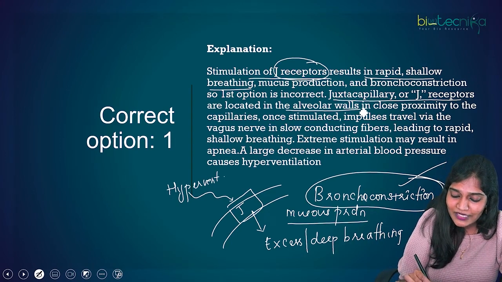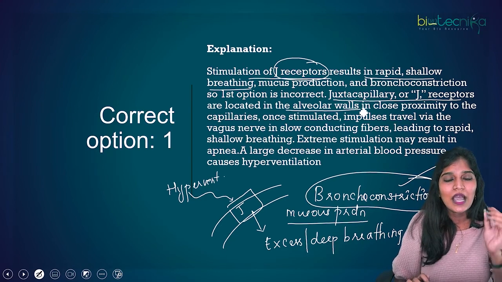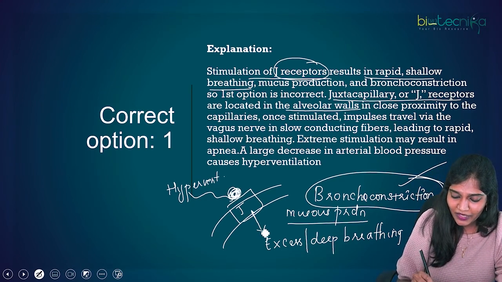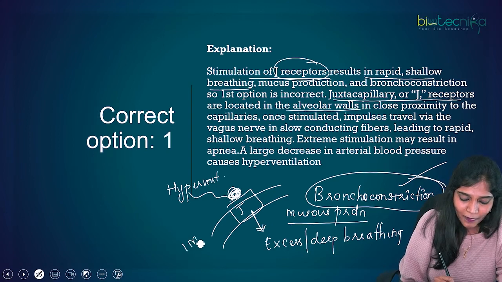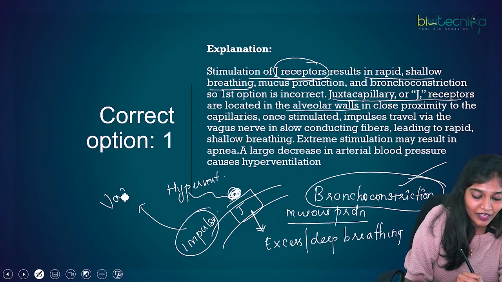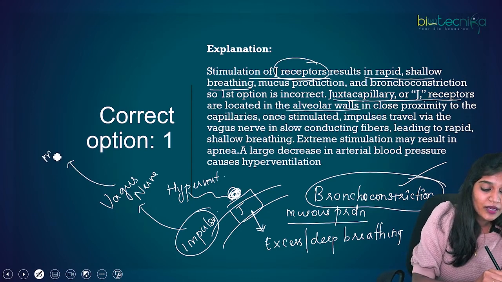And what it will do, it will send a signal. How does this hypoventilation actually take place? As soon as the ligand comes and binds to the J receptor, it will get an impulse. And after getting the impulse, this impulse will be carried by the afferent neurons like the vagus nerves. And these vagus nerves carry it to the medulla.